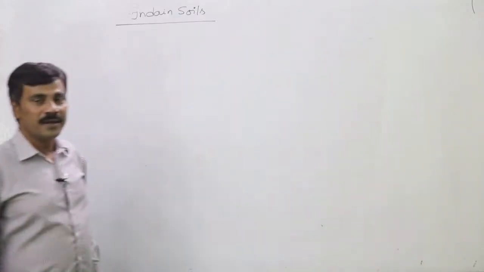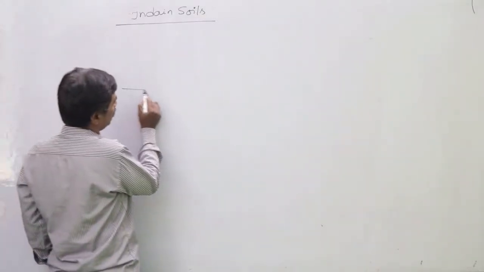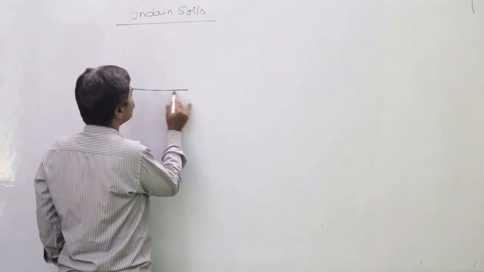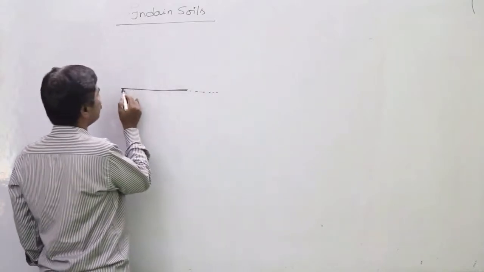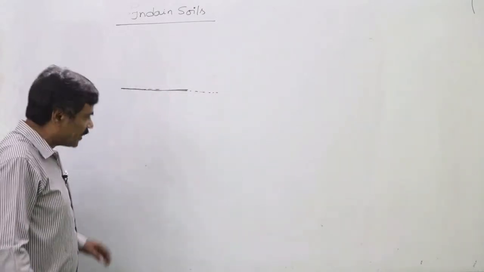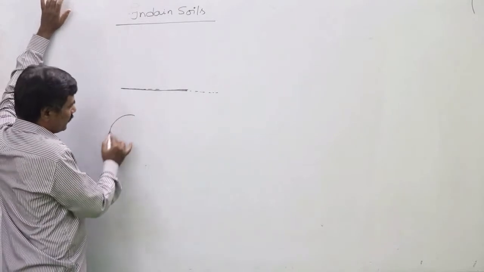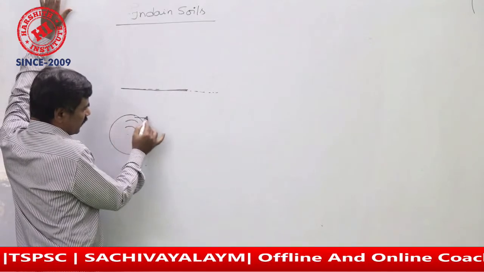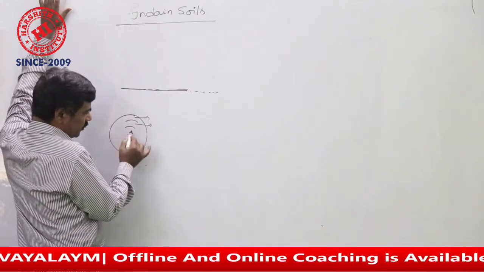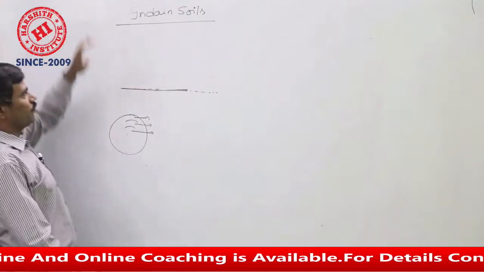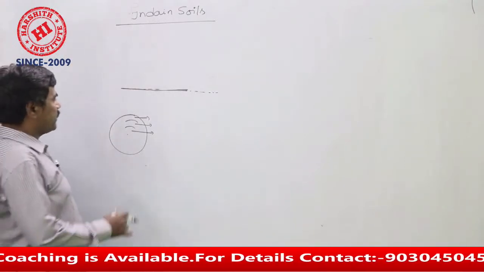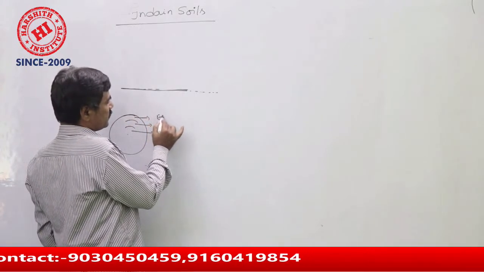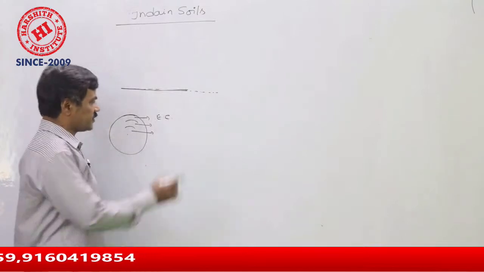Soils means the upper layer on the earth's surface. Generally, the internal structure of the earth is divided into three layers. First is the earth crust, second is the earth mantle, third is the earth core. So these are the three layers, and the upper layer is the earth crust.